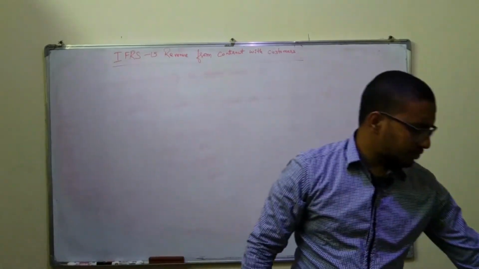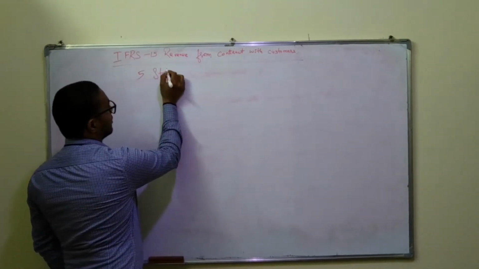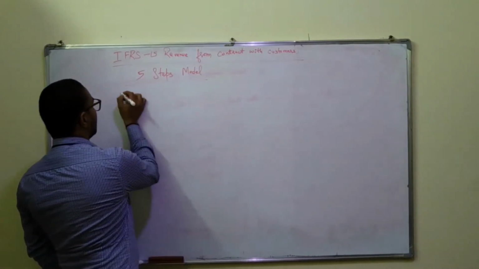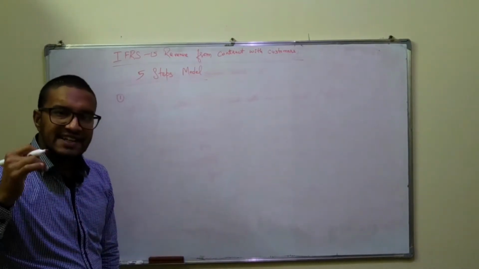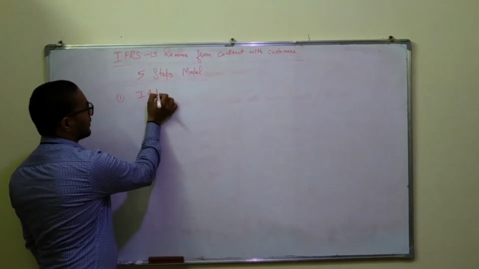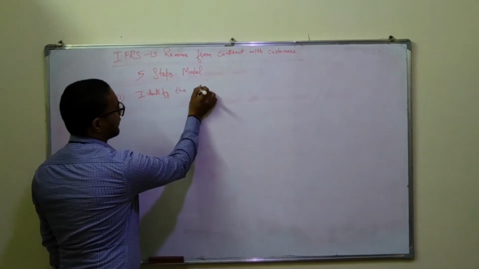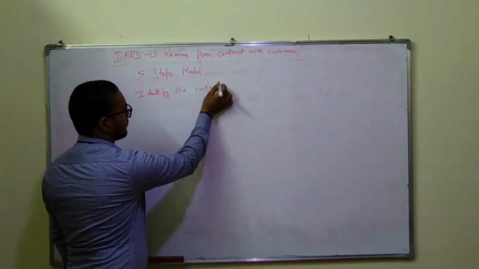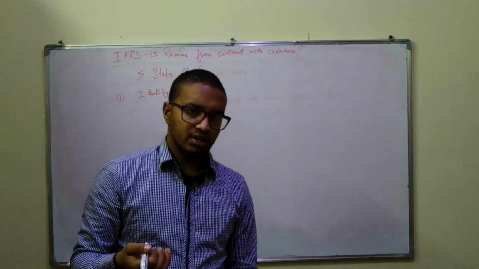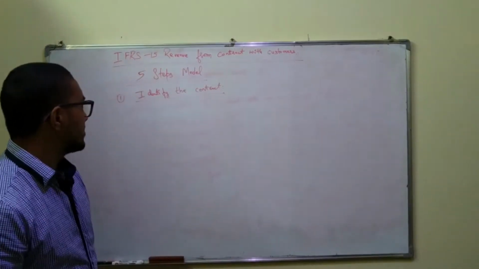Let's look at the 5 steps model. In this, the first thing we have is identify the contract. So what would be a contract? It doesn't have to be a written contract. It could be a verbal one as well.